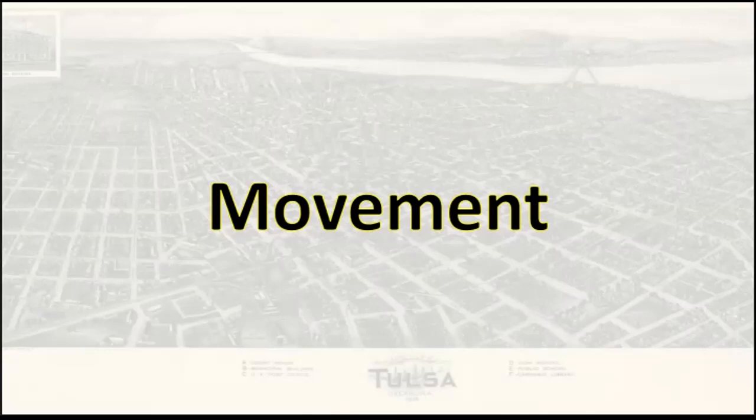So related to the theme of movement, I want to briefly go over push and pull factors. Can anyone tell me what a push and pull factor would be as they relate to movement? Type your answer in the chat. Feel free to guess if you're not sure.